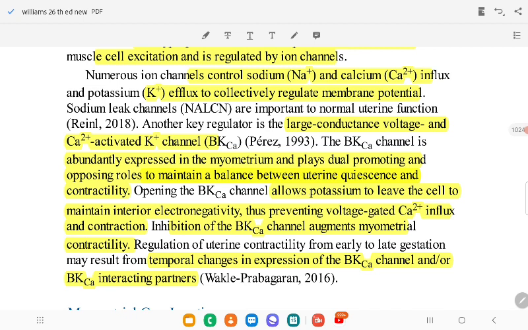If you open the BKCa channel, it allows potassium to leave the cell to maintain interior electronegativity. If the interior of the cell maintains electronegativity, that prevents voltage gated calcium channel influx and contraction. So opening of the BKCa channel allows potassium to leave the cell to maintain the interior electronegativity, preventing voltage gated calcium influx and contraction. Same thing, if you inhibit the BKCa channel, that will augment myometrial contraction by the opposite action.